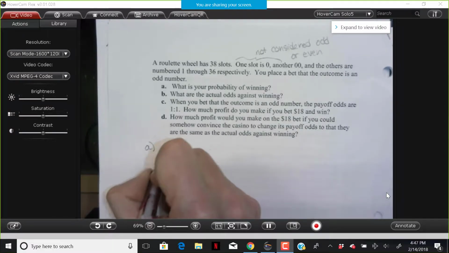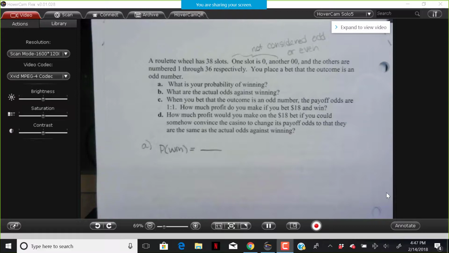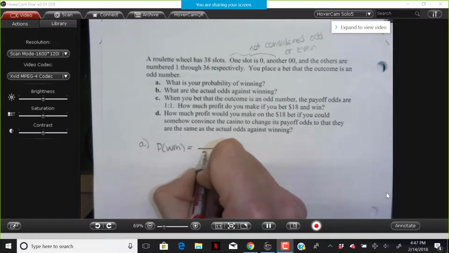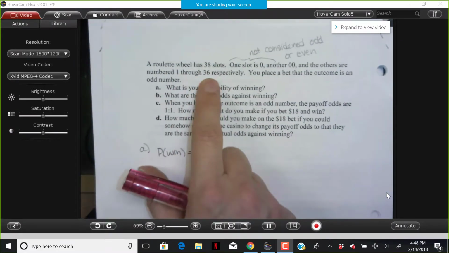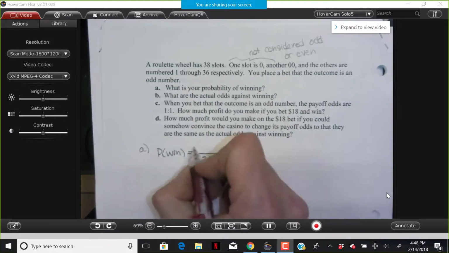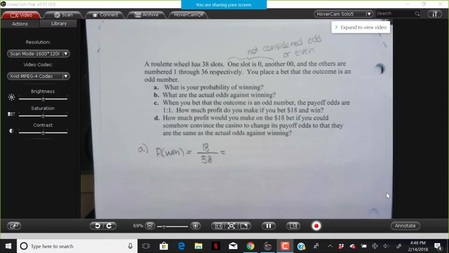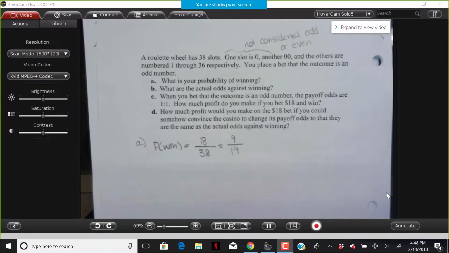Okay, so what's your probability of winning? You think of how many ways there are to win divided by the total number of outcomes. So what's the total number of outcomes? 38, because it could land on one of 38 slots. How many of them would be even? We have these 36 numbers. How many of those are even? 18. Half are even and half are odd. So 18 out of 38. Your calculator will simplify this to 9 out of 19. I'm just going to leave it as a fraction.